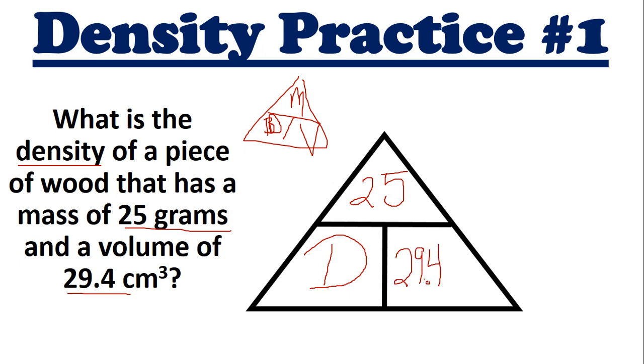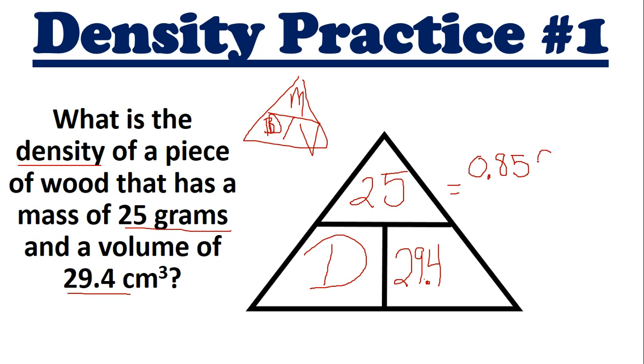Now that we know that, we can solve this. The numbers are on top of each other, so we're going to divide. We're going to do 25 divided by 29.4. So this would be a good time to have a calculator out. And so when you do that, you get 0.85. And that's the value of density, but density also needs to have its unit.